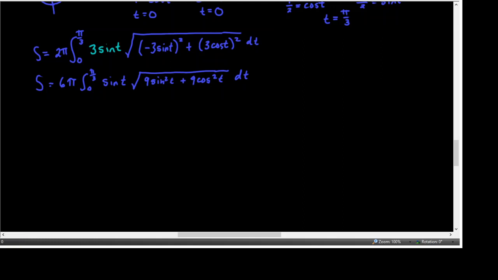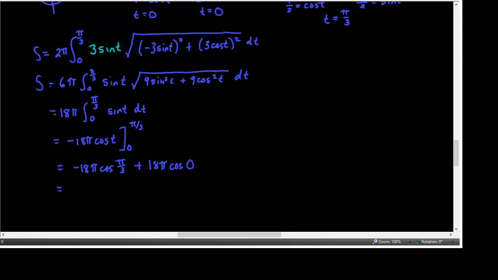Alright, so you can factor out the 9, and the square root of 9 will be 3, which I'm going to pull out in front, so that'll become 18 pi. What's left under the radical is going to be sine squared t plus cosine squared t, which is 1, and the square root of 1 is 1. So that whole radical expression simplifies to be 3, which I've already pulled out. Then the antiderivative will be negative cosine of t, evaluated from 0 to pi over 3. So that's negative 18 pi cosine of pi over 3 minus negative 18 pi cosine of 0.